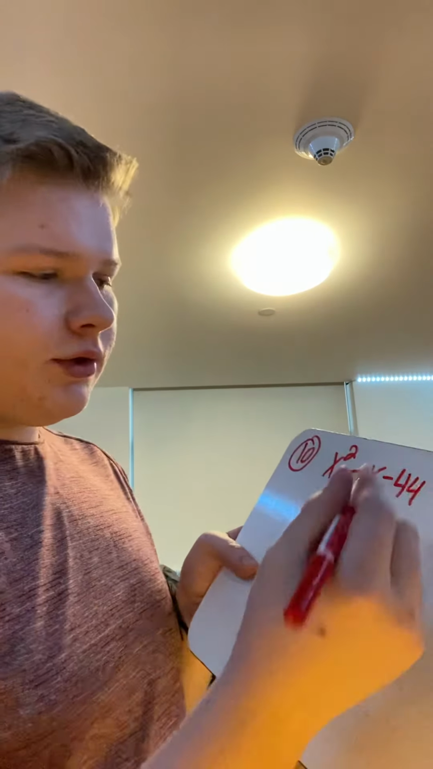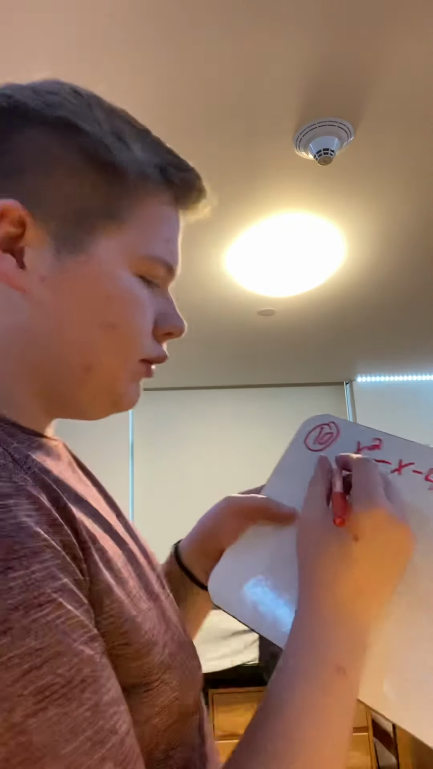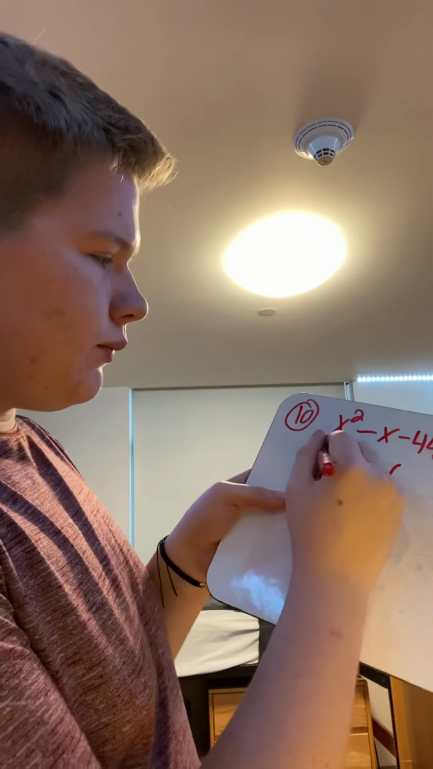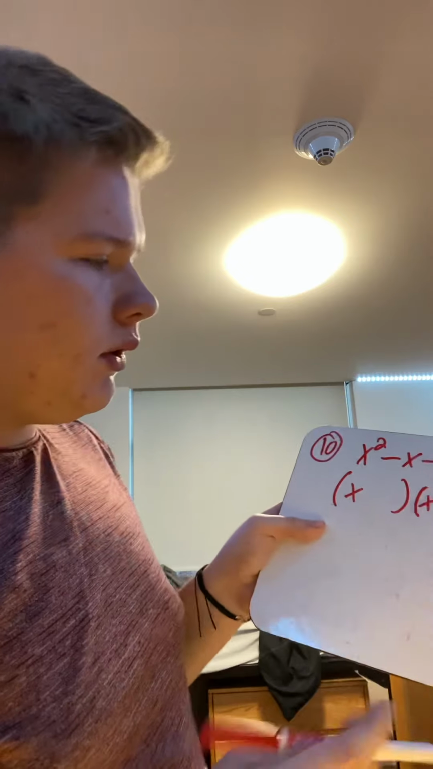And we can just go ahead and set the function equal to 0, because eventually we're going to have to put it equal to 0 anyways. And you do your two factor parentheses here. See the x squared, you get the x, you get the x. But now we think, what times what will give us 44?